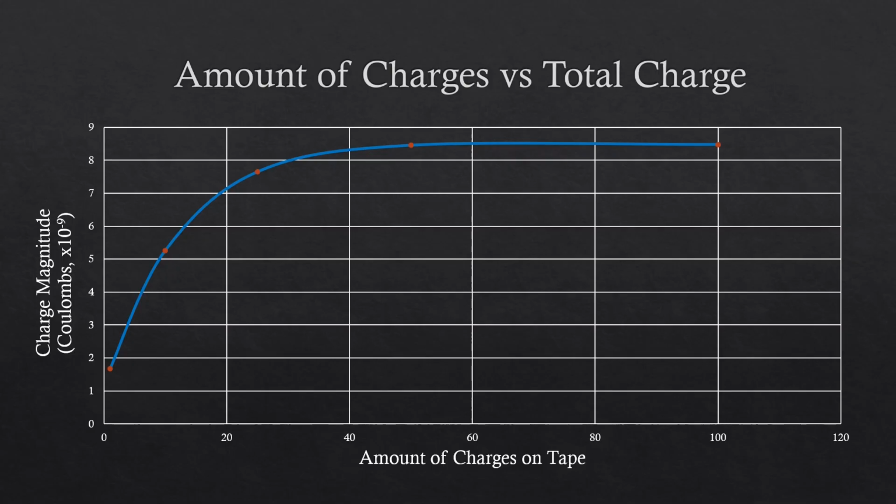And then here's a graph of the amount of charges on a piece of tape versus the total charge. So you can see that it increases as the amount of charges increases, and it also looks to be asymptotic, approaching around 8.5 times 10 to the negative 9 coulombs.